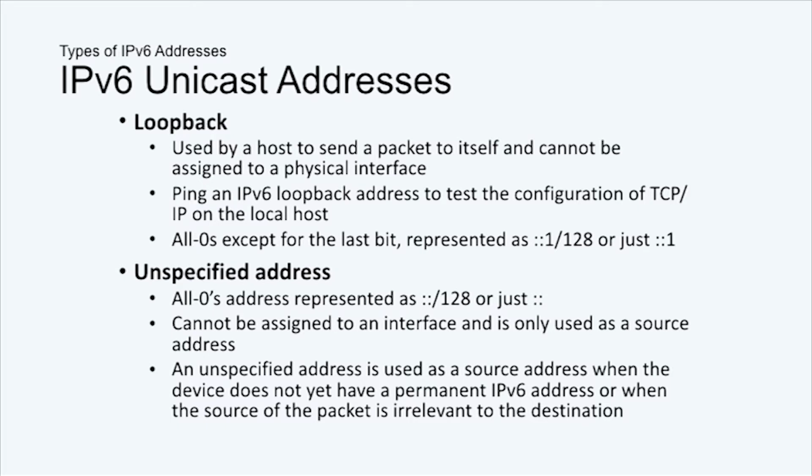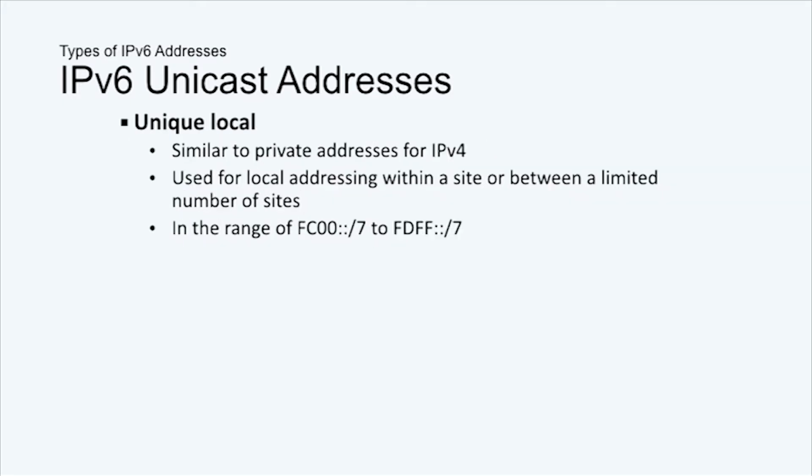An unspecified address is simply an address with all zeros in all the bit places. It can be represented as ::/128 or just ::. These addresses cannot be assigned to an interface. It's only used as a source address for a packet. An unspecified address is used as only a source address when that device yet doesn't have a permanent IPv6 address, or when the source of the packet is merely irrelevant to the destination itself.